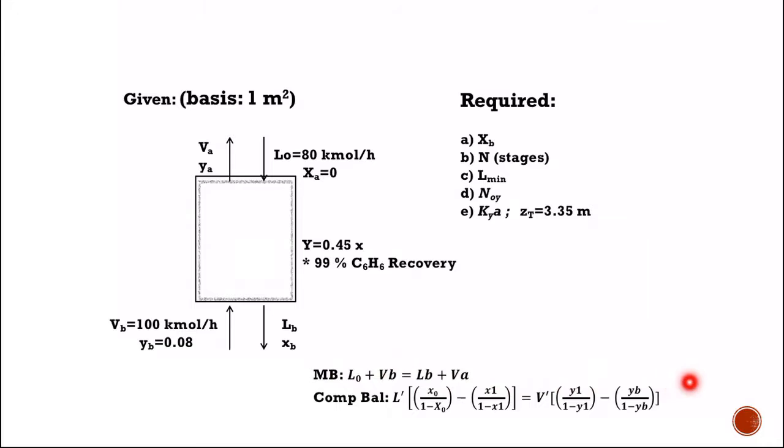Using these equations here, the material balance is LO plus VB is equal to LB plus VA, and the component balance, we can use this to calculate for the unknown.